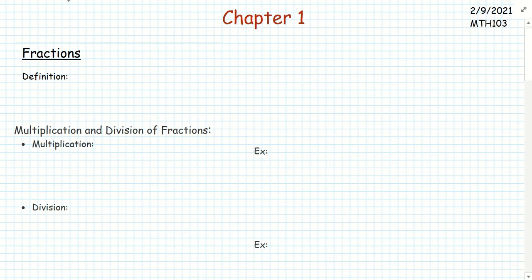So I'm going to go ahead and write the definition that has been provided by the textbook. A fraction is a number in the form a over b, where b cannot equal 0. So we're not allowed to have a 0 on the bottom of a fraction.